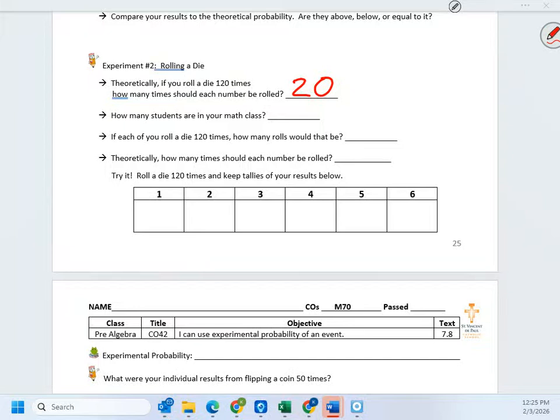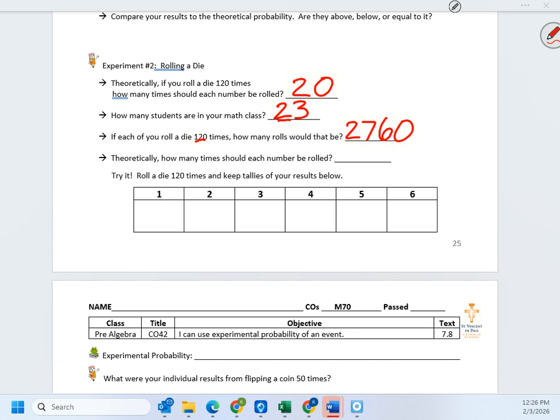Now remember, we have 23 people in our math class today. So we are writing 23 for that. If each of you rolls that dice 120 times, how many rolls is that going to be? Finley? 2,760. How did you get that answer, Finley? Multiplied 23 and 120. Yeah, you multiplied how many students by how many rolls. 23 times 120 is 2,760. That's a lot of rolls.